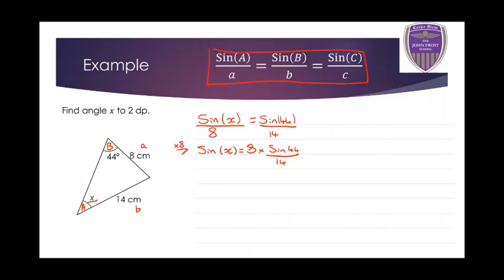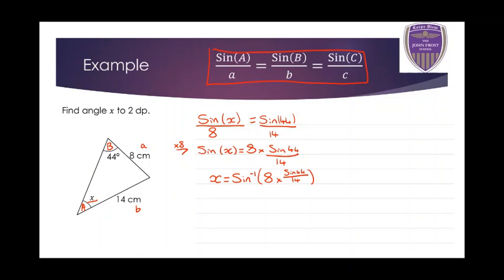Now the final step to solving for X is that we need to do the opposite of sine. And hopefully you remember the opposite of sine is the inverse sine function. So X is equal to inverse sine, which is sine to the power of minus 1. You have to press shift then sine on your calculator to get this. And then in the brackets, we're going to write 8 times sine 44 over 14.